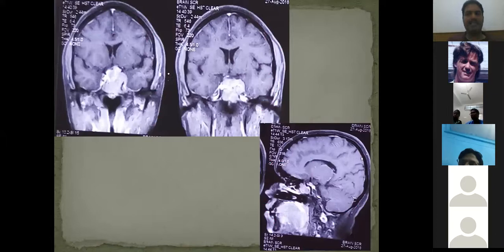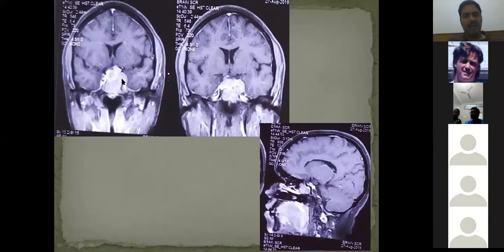Let's see the surgical video of this patient. This is a 45-year-old female with a pituitary macroadenoma. And you can see that it has gone to the left cavernous sinus. This patient had complete 3, 4, 6 cranial palsies. And you can see in the sagittal scan that the tumor has gone to the superior compartment, posterior compartment, and inferior compartment. And this is the tumor in the sphenoid sinus.